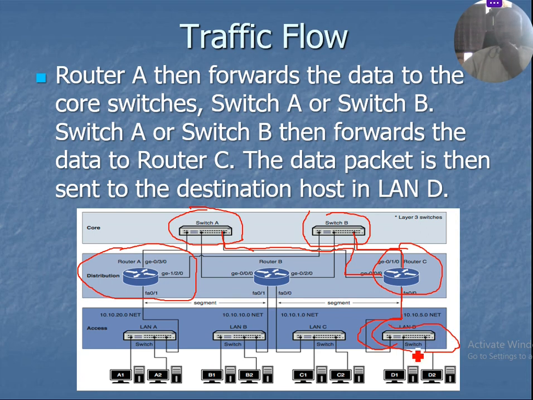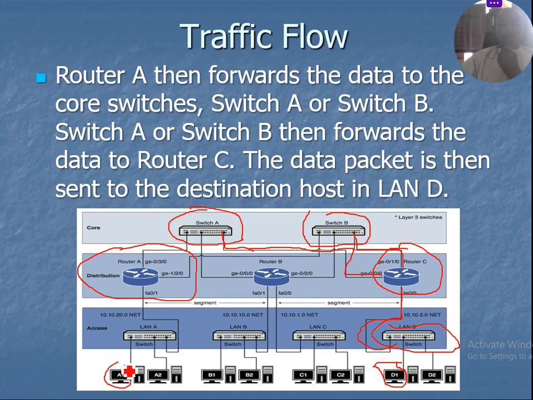So when it gets to the switch here, remember they use layer 2 switches. This layer 2 switch will read the MAC address of the destination from the data packet, and then we send it to computer D1 in LAN D. Is that okay? So this is how we forward this.